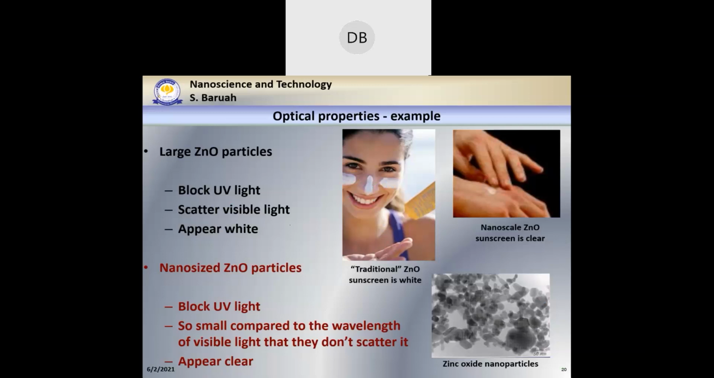This is because the bulk particles absorb UV light and scatter the visible light. We use the term scatter, which is sort of like reflection, but reflection follows the laws of reflection, while scattering does not. You all know the sky is blue. You know why? I'm sure you should know, we have studied this in school. It is because of scattering of visible light by dust particles.